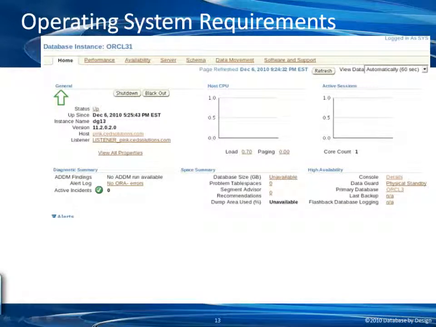Now, if I drill down into ORCL31, this is my Data Guard database. This is my physical standby database. I can see that this database is up and running. I can see over here on the right-hand side that it is a physical standby database. The primary database is ORCL3. If I drill down into the console, I can see that this is the exact same type of operating system. It's a Red Hat Linux with a particular version, amount, and memory requirements as well.